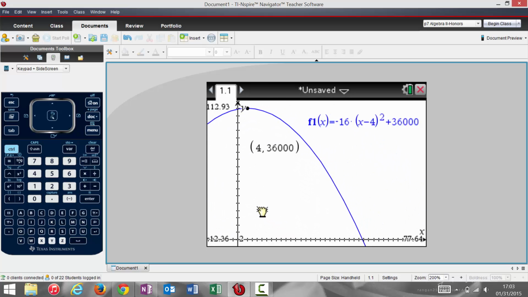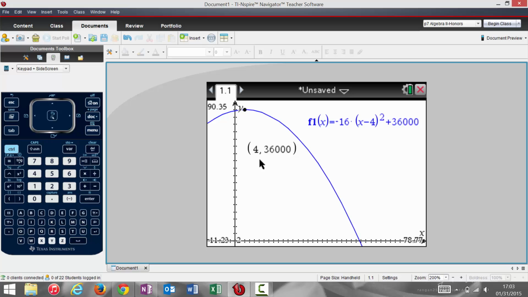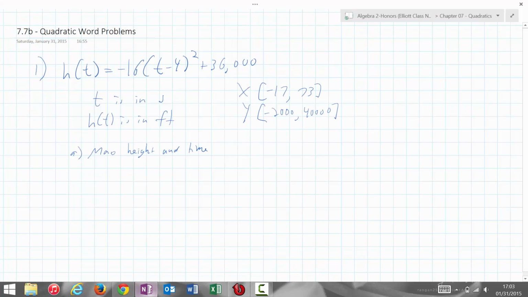So that, and I keep grabbing that, I'm sorry. So that gives me 436,000. That should not be a shock. That 436,000 is the vertex. I know that 436,000 is the vertex. So that actually answers the question, and I can write that out. At t equals 4 seconds, we have max height of 36,000 feet.